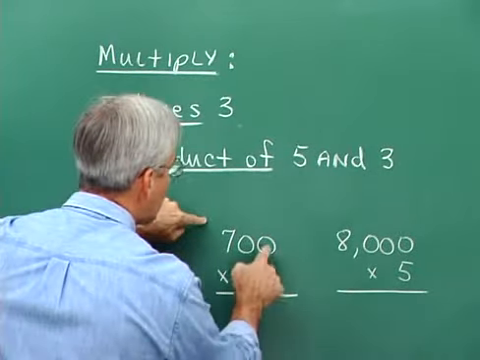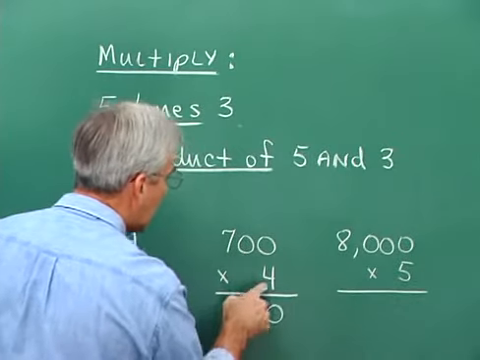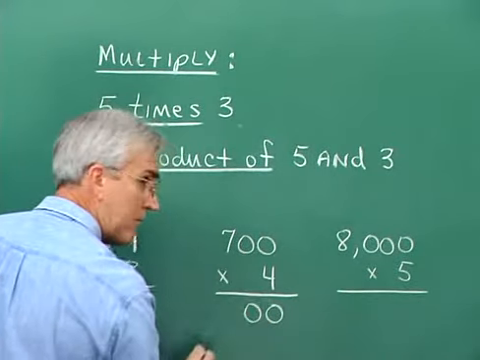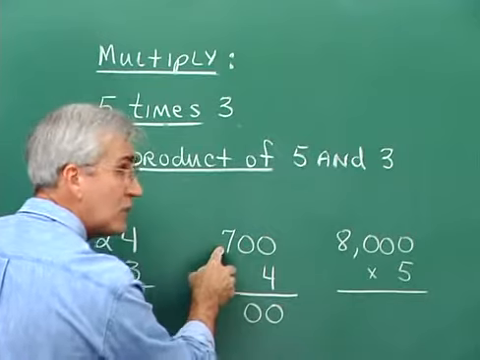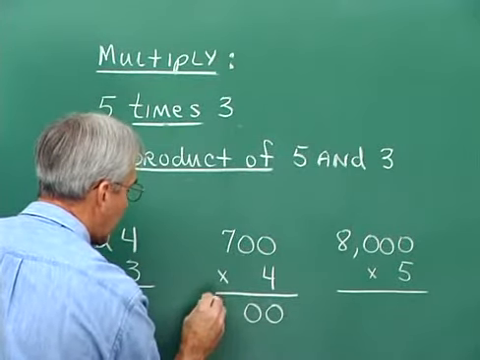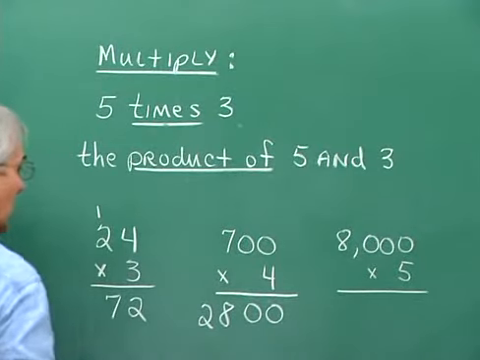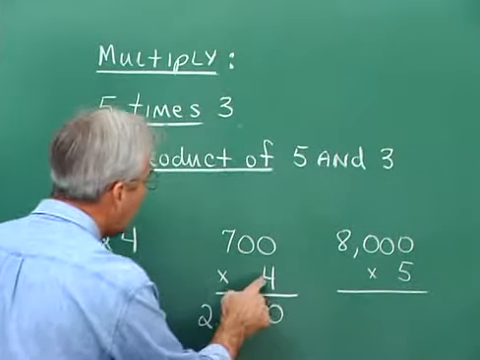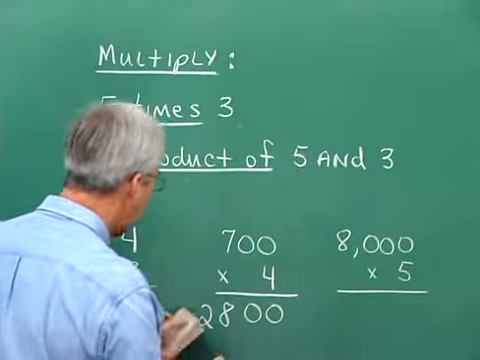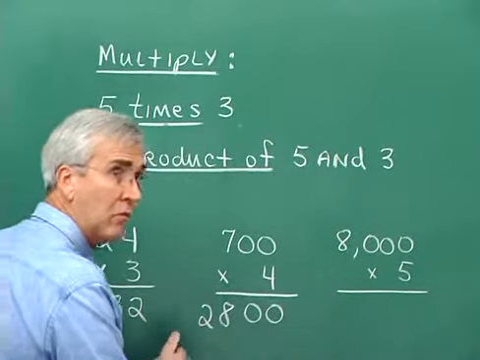We have 4 times 0 is 0. 4 times 0 is 0. 4 times 7 is 28. We would just simply write the 28. Now, you could go to all the trouble of saying, well, gee, we have 4 times 7 is 28. I think I'll write the 8 and carry the 2. Well, we could do that.